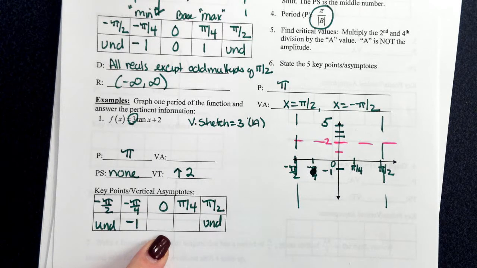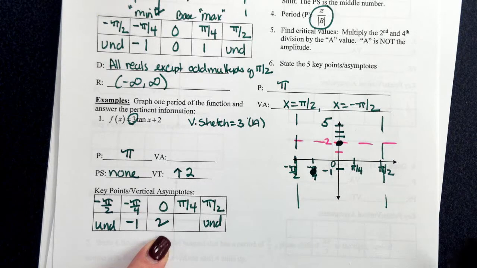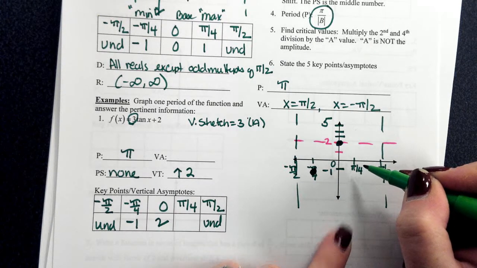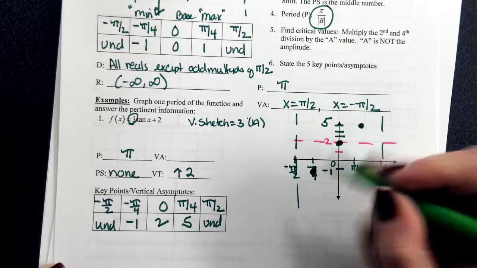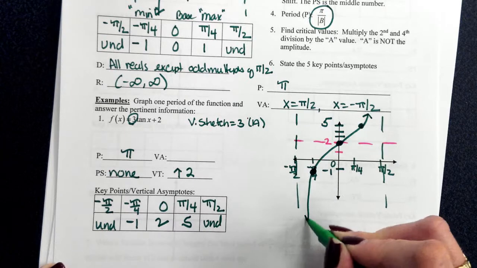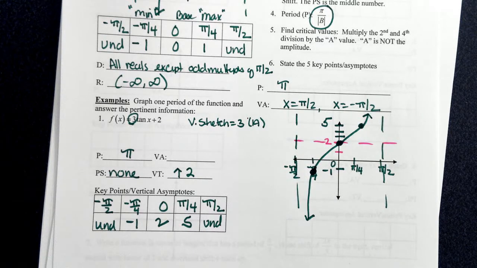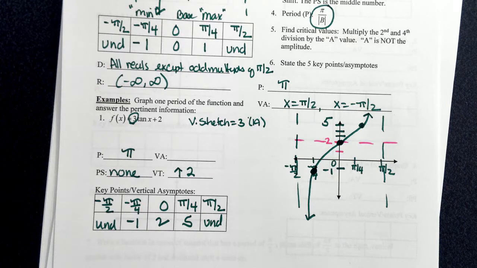Next is a baseline point. So 0, 2 will be the next point. And then finally at pi/4, I'll be 3 units above the baseline, which will put me up here at 5. So there is your tangent graph with the vertical stretch of 3 as well as a vertical shift going up 2. So any questions on how you can graph a tangent with that vertical stretch and the vertical shift?